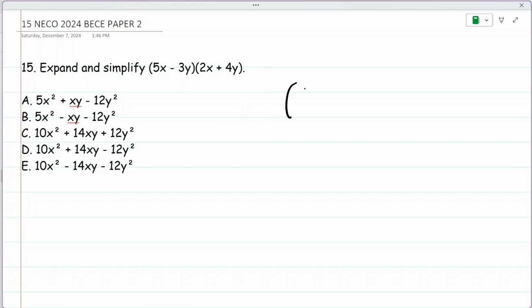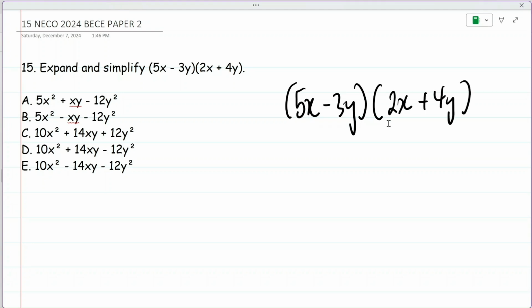We have in one bracket 5x minus 3y, close bracket. In the second bracket, you have 2x plus 4y, close bracket. What we are meant to do when it comes to expanding in cases like this, we can say 5x times 2x, 5x times plus 4y, then we go minus 3y times 2x, minus 3y times plus 4y. That's one way of doing it.